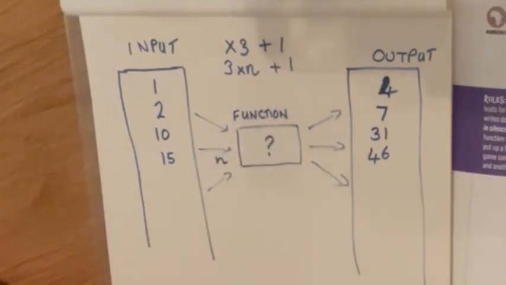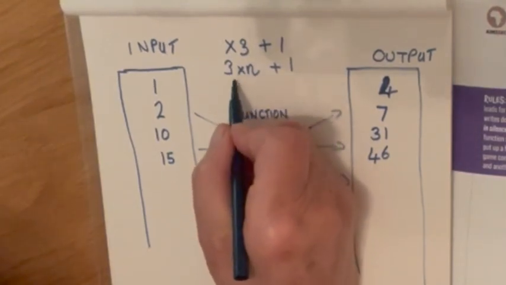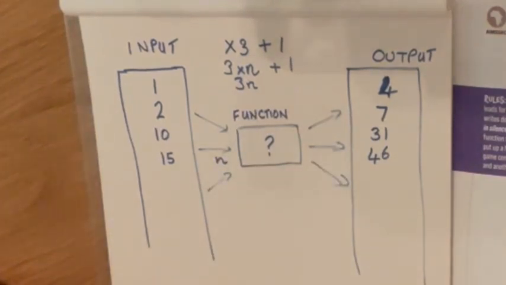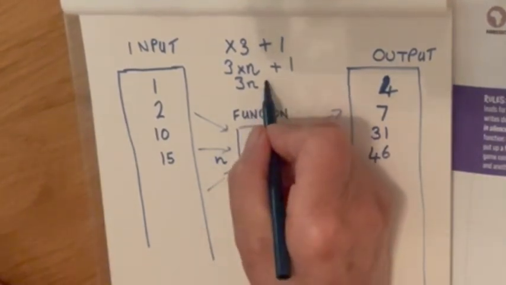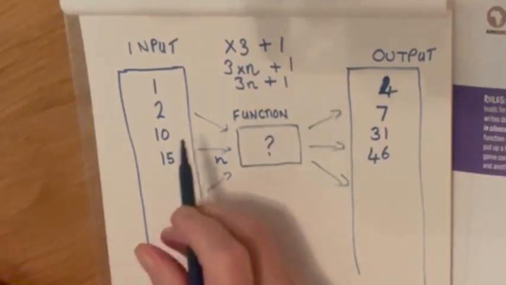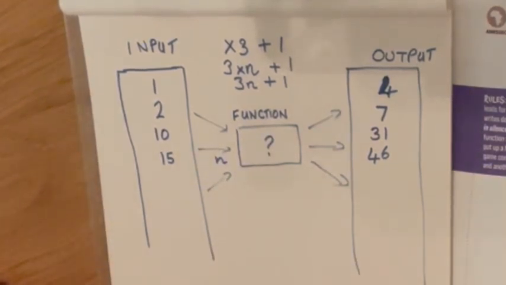This is what everybody doing mathematics knows, that we don't need to write the multiply sign down. When we write 3n, we mean 3 times n. So if you see 2x somewhere, it means 2 times x. So this is 3n plus 1, and that's the function. It's the function rule written so that you can read it, and it's not scary algebra.